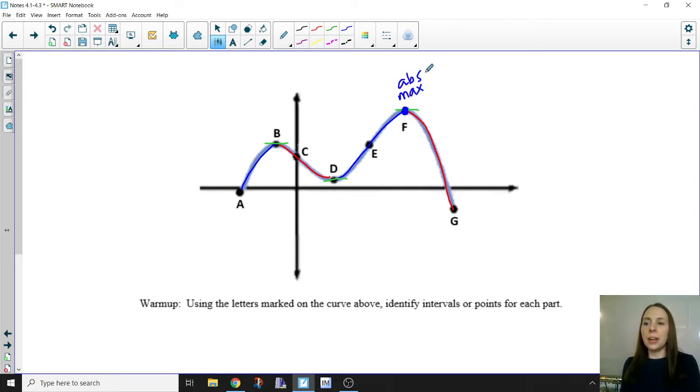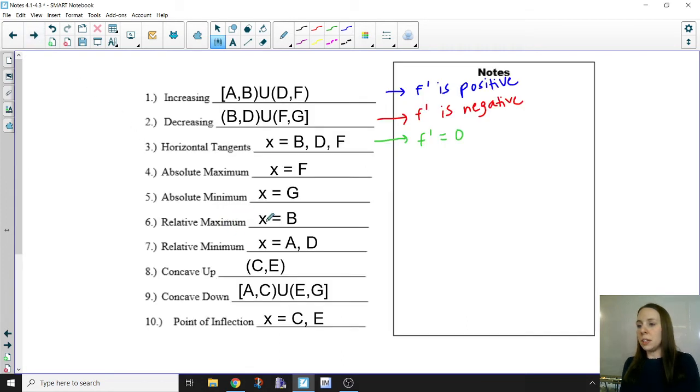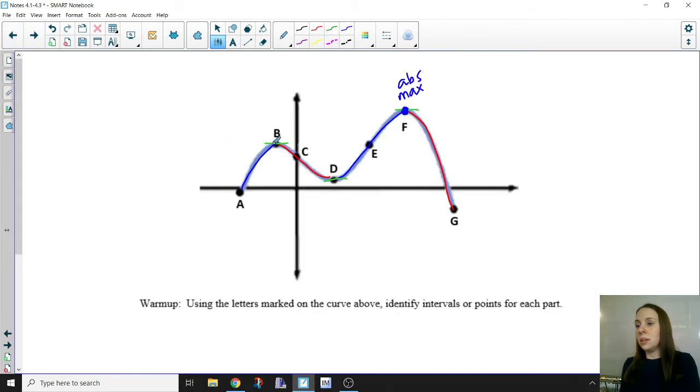And the wording absolute, I'm not sure if you're familiar with that or not, but the wording absolute means it is the highest point of them all. On this interval from A to G, where's the highest point of them all? Because we do have some other high points, but this is the highest of them all, and that's why we're calling that the absolute max. I will just note for right now that x equals b, just because I already have this color chosen, x equals b is a relative max. It's not the highest of them all, but it is a peak in that interval. So we'll call it a relative max.